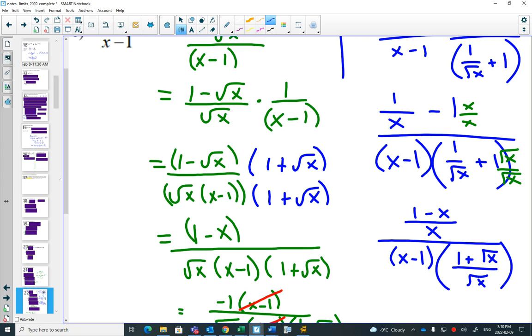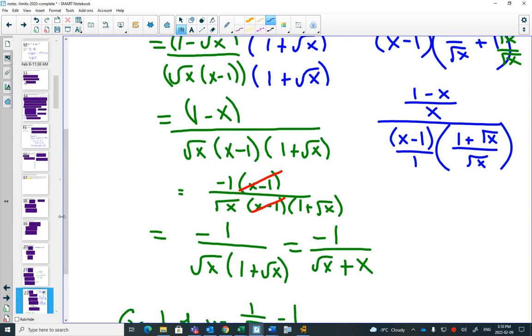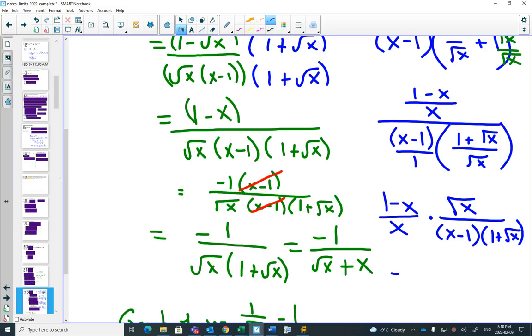So technically at this point, because this is over 1, I can imagine I have a single fraction in my numerator and a single fraction in my denominator. And a fraction divided by a fraction is the same as multiplying by the reciprocal. So I would have 1 minus x over x multiplied by, flip this, root x over x minus 1, 1 plus root x. At this point, I could factor the negative out just like before.